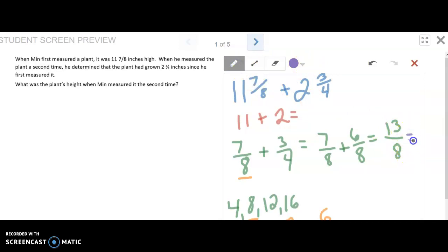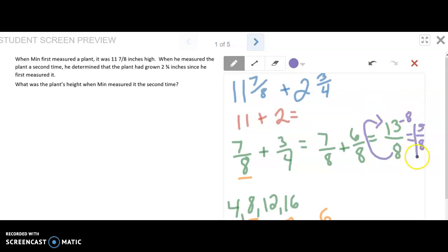And it's not hard to do that. I'm going to say, well, wait a minute. How many times can I put 8 into 13? Well, 8 times 1 is 8. 8 times 2 is 16. Oh, I can do it one whole time. So I'm going to subtract the 8 that I used for my one whole, which would be like 8/8. So 13 minus 8 is 5. And I'm going to put that over 8. So I have 1 5/8.